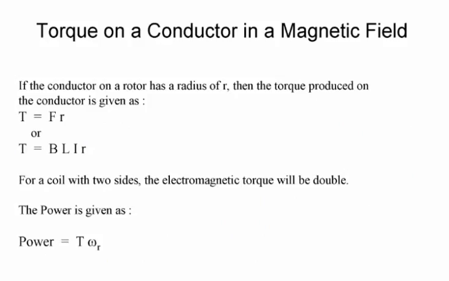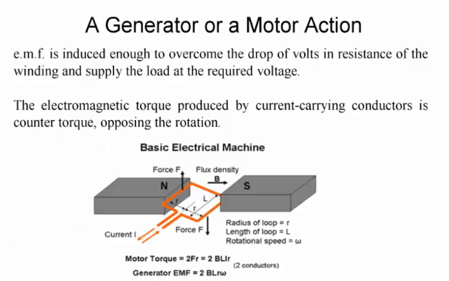So if the conductor on the rotor has a radius of R, then the torque produced because of that is given by this formula, F times R. We've already defined F, so we can just replace that. And if we have a coil with two sides, that electromagnetic torque will be double. And power is then the torque times omega, where omega is 2 pi f.